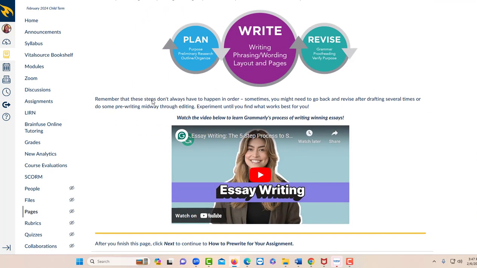So here you have your planning, which is pre-writing. The second stage is writing, and then the last stage is rewriting. So I'll repeat: pre-writing, writing, rewriting.